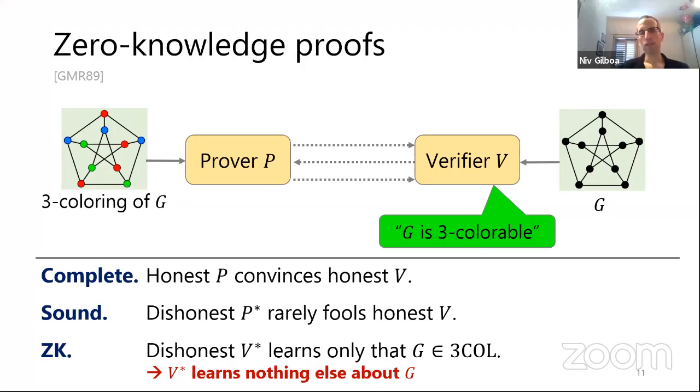Specifically, we want the proof to have 3 properties. It should be complete: if P is honest and V is honest, P convinces V. It should be sound: if P is dishonest, then it can rarely fool V. And it should be zero-knowledge: even if the verifier is dishonest, it only learns that G is 3-colorable and nothing else about G. Okay, so this is a classical notion in crypto.